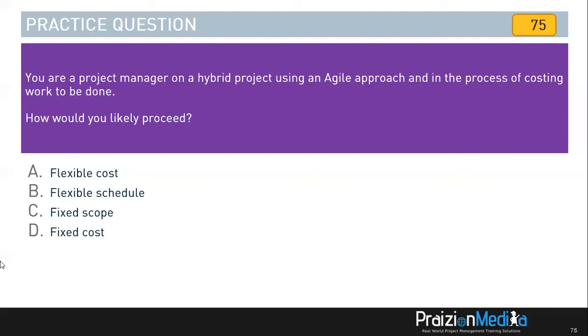You are a project manager on a hybrid project using an agile approach and in the process of costing work to be done. How would you likely proceed? Is it A, flexible cost, B, flexible schedule, C, fixed scope, or D, fixed cost? If you need more time, do hit the pause button.